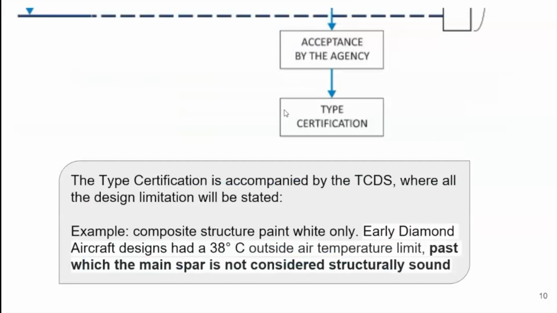Once you get the certificate, the type certificate or type approval is accompanied by the type certificate data sheet, which could contain the details. If you are unable to get the design fully compliant, all the limitations will be spelled out in detail in the type certificate data sheet as well as in all other manuals. For example, in the early development of the E-Diamond, they had a problem with the resin, whose glass transition temperature is sensitive to the ambient temperature, and they had limitations on the operation of the aircraft. So this is an example.